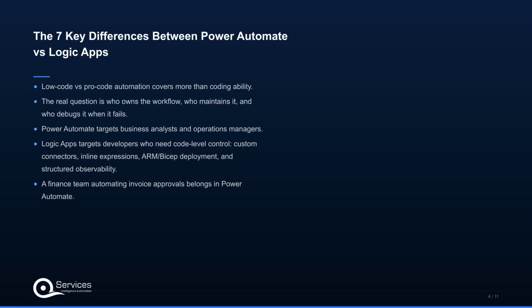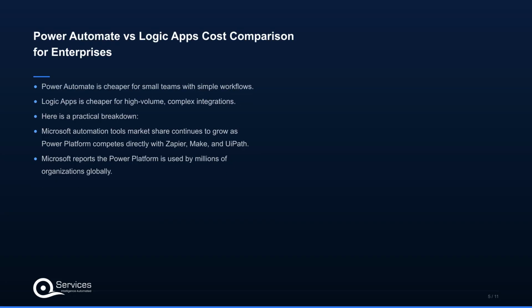Power Automate per user plans run approximately $15/user/month, and per flow plans cost around $500/flow/month. Azure Logic Apps pricing runs on two models, consumption and standard. Full details are on the official Microsoft Azure Logic Apps pricing page. Next up, Power Automate versus Logic Apps cost comparison for enterprises.